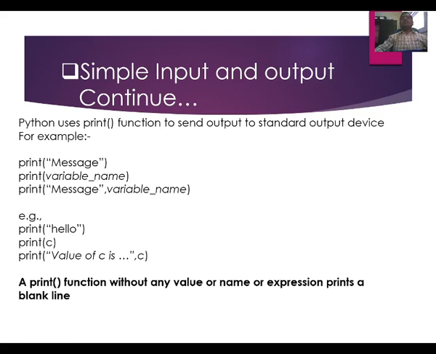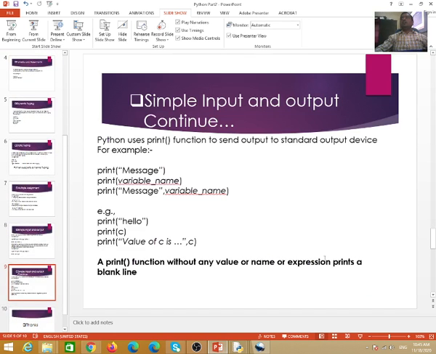Print C will display the value of C, where C is a variable. Now print "value of C is", C. "Value of C is" is a message, and C is a variable, so it will display the message and the value of C. If we simply write the print function without any name, expression or value, it will print a blank line. Now we are going to see all of these in Python programming.